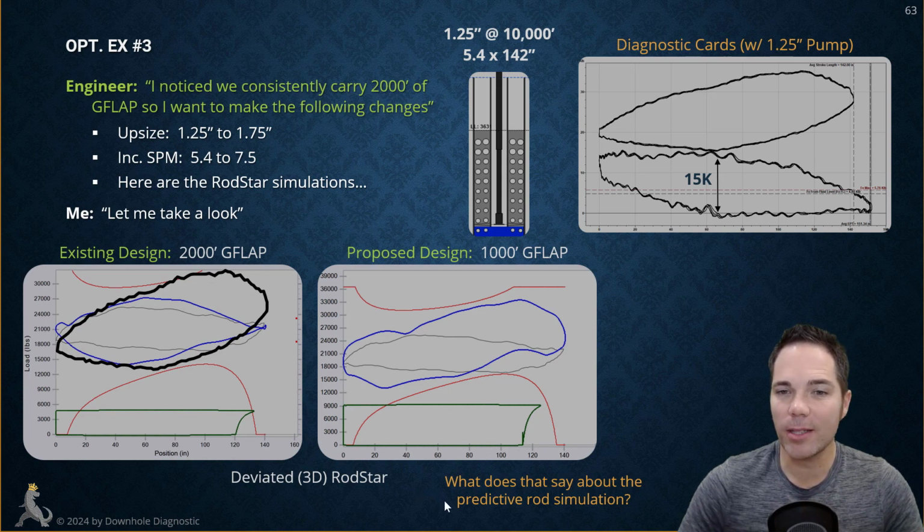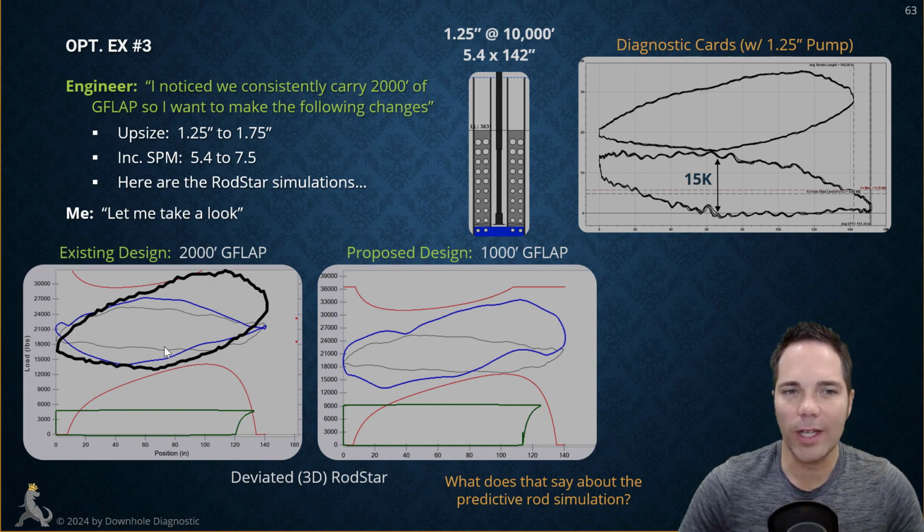So what does that say about the predictive rod simulation? Well, it's not properly modeling what's actually happening. So you have the map, and then you have the terrain. This is the terrain, and this is supposed to be the map of what the terrain looks like, but it doesn't look like the terrain, so we have to go with the terrain. So there's something wrong here in the model, or maybe there was something wrong in the input.